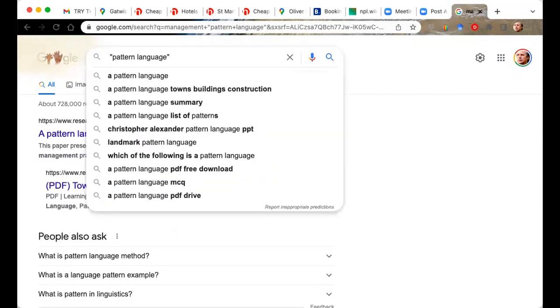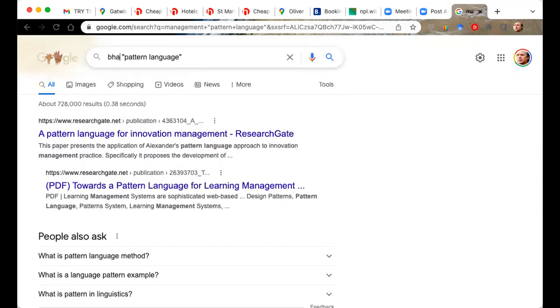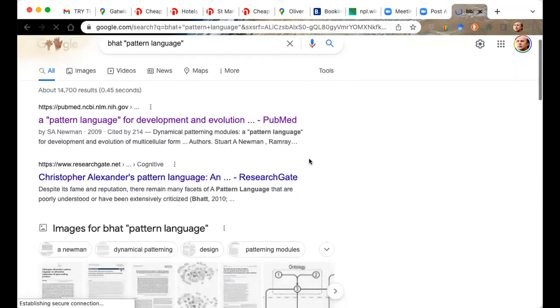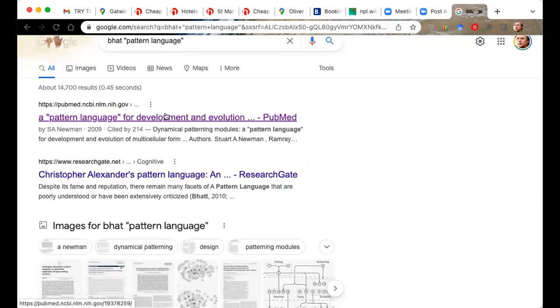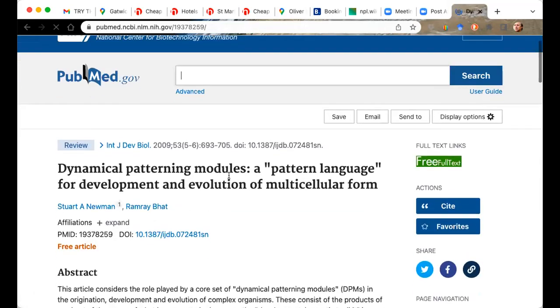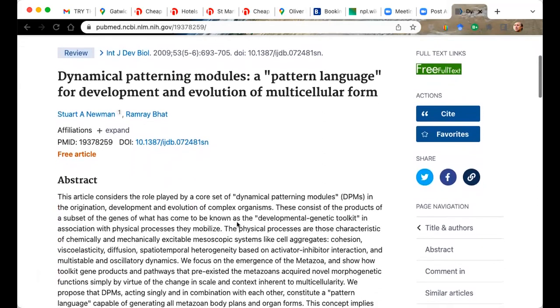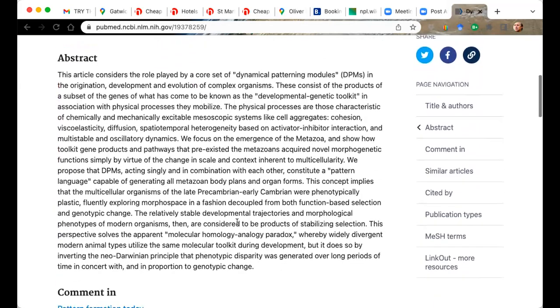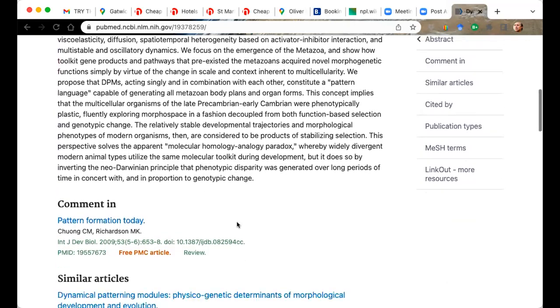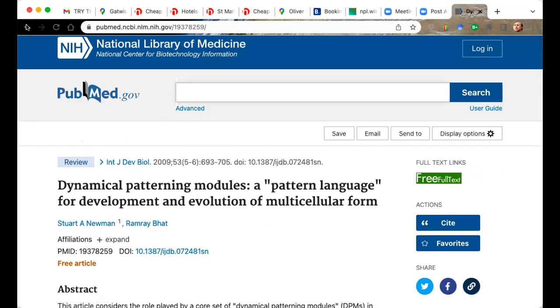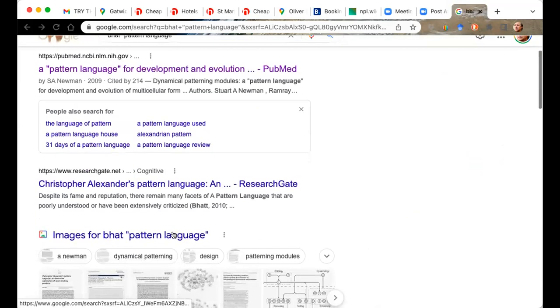Did I show you guys, by the way, the essay by Ramray Bhatt? I can send you this link or you can Google it. This is one that he wrote with his colleague Stuart Newman, where they essentially used a pattern language model to try to explain the evolution of multicellular life in biology. Quite an interesting paper, to say the least.